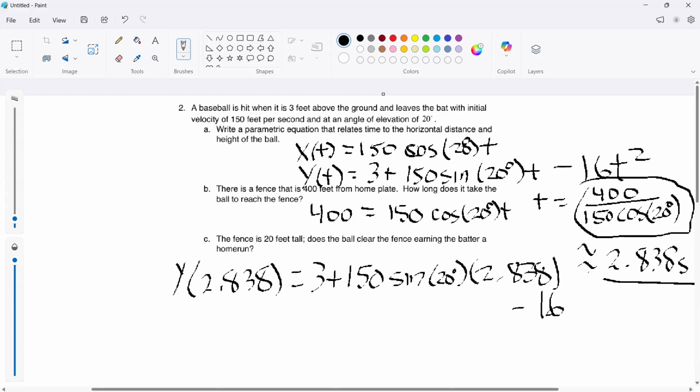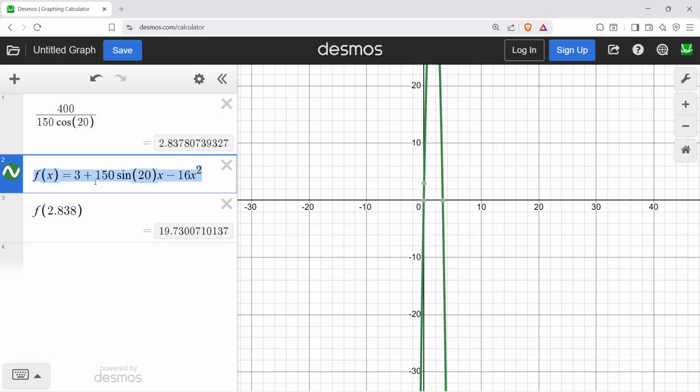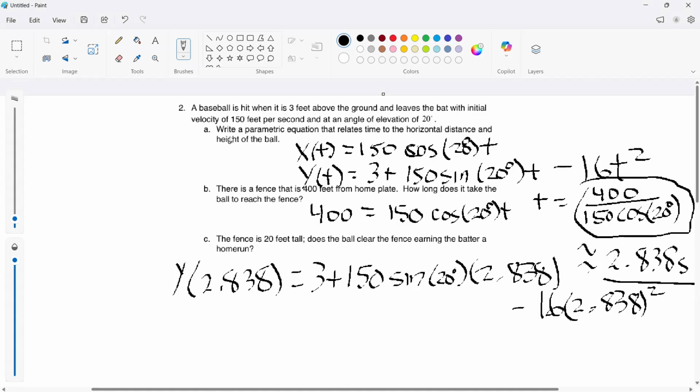minus 16 times 2.838 squared. And I've already done this on Desmos, although I used x because that's all I can do on Desmos. That's the y parametric equation. So I just put in 2.838 for t. It's approximately 19.73 feet. Well, this says the fence is 20 feet.